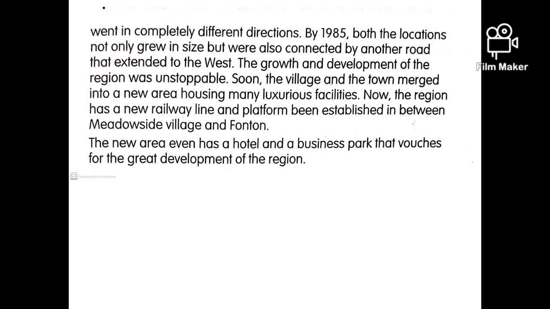Soon the village and the town merged into a new area housing many luxurious facilities. You see in the first map, the housing, facilities, other things, nothing is mentioned. In the second map you can see a superstore was there, and a leisure complex in the Meadowside village. Come to the third map, you can find a railway station, hotel, business park. So it has developed with many luxurious facilities. Now the region has a new railway line and platform established between Meadowside village and Fountain.